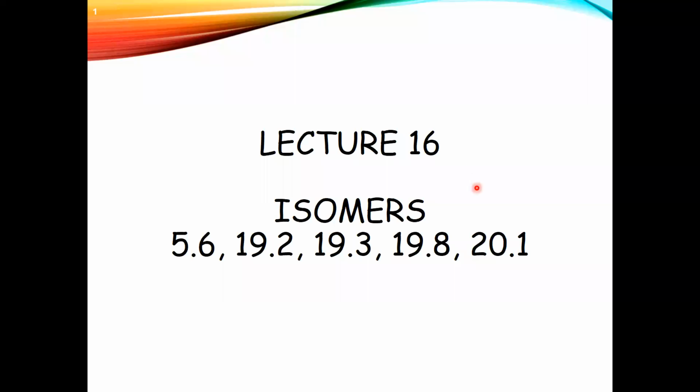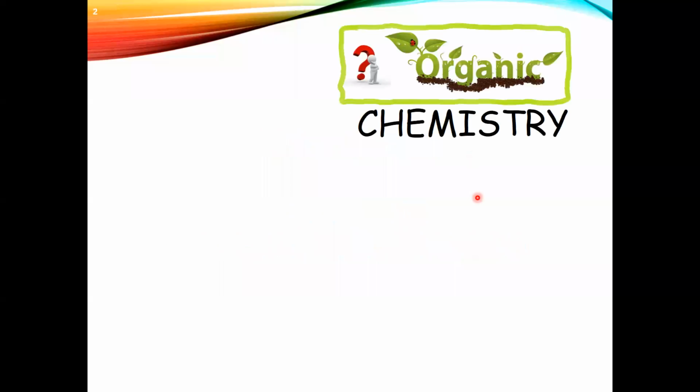This is lecture 16. Today we'll be talking about isomers. Isomers refers to different shapes or structures that molecules can have. We're actually going to start by talking about organic chemistry. So what is organic chemistry?